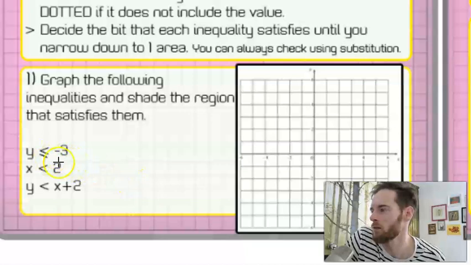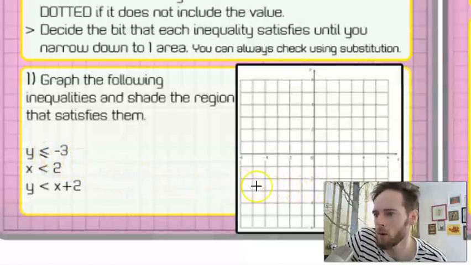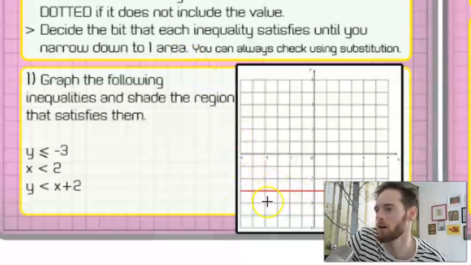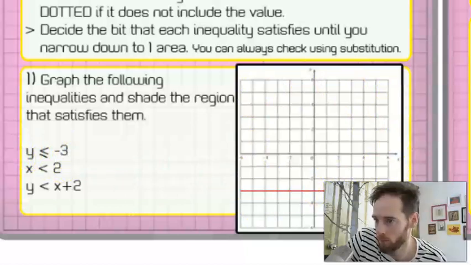So what we do is we think of the equation y equals -3 and we draw a line there. Now this is an easy one. There is -3 on the y-axis. Just get my line tool. And I will draw a solid line because it's including that -3. Now we're interested in everything that is below that line. We can forget about everything above that line. We want everything less. y is less than or equal to -3, so it's got to be on the line or below.